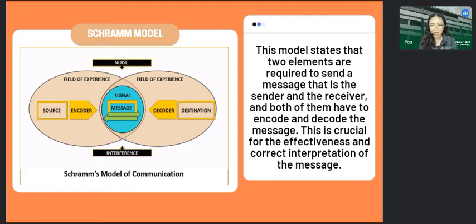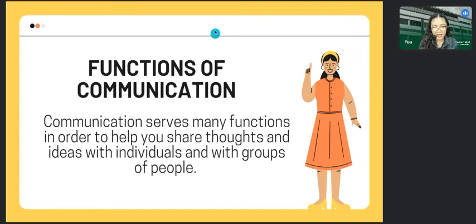our personal background, cultural background, religion background, okay? So that's for the model of SCRAM. Okay. So that's for the model of communication. Again, don't be confused because we have three main models of communication. These are linear model of communication, transactional model of communication, and interactive model of communication. Under the linear, we have Shannon-Weaver. Under the interactive, we have SCRAM model.